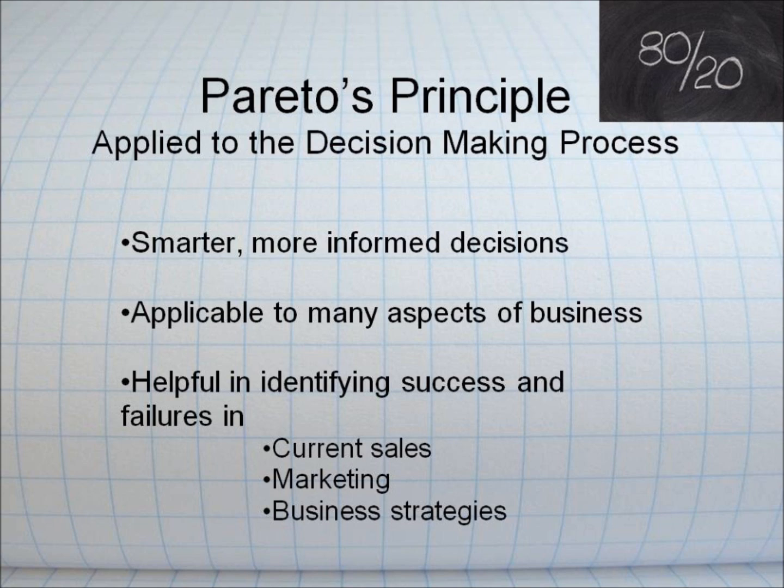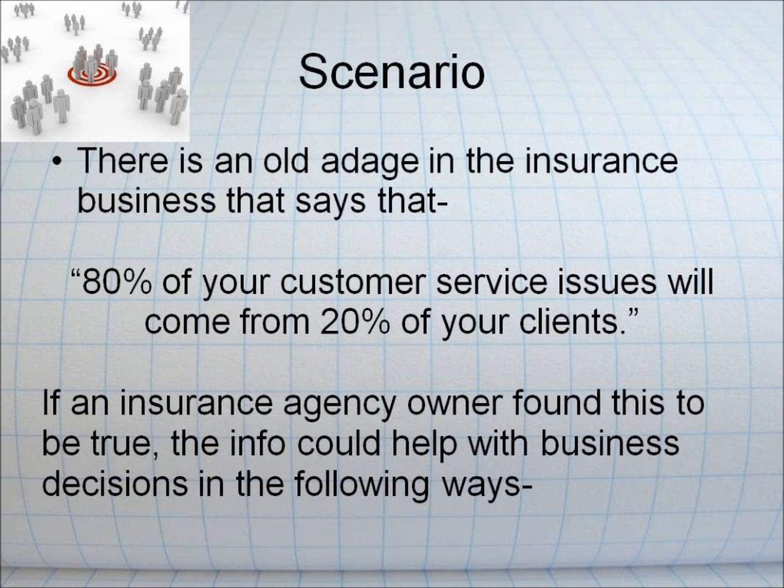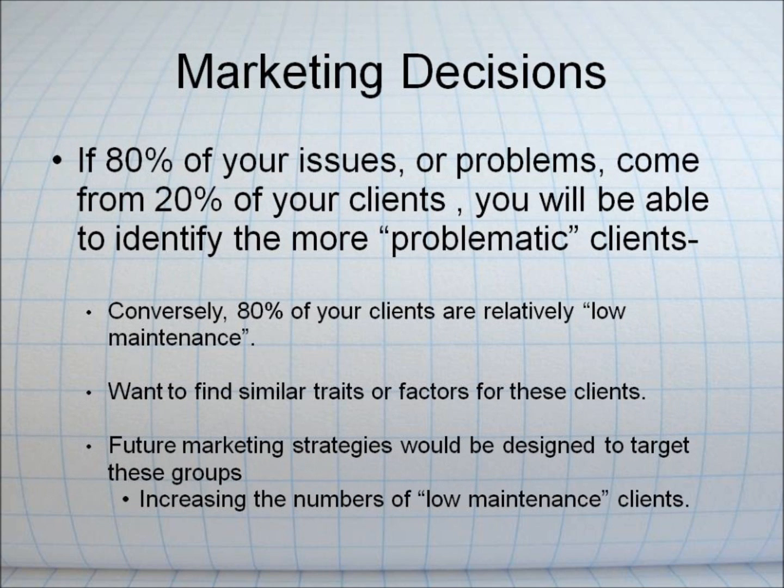It can be applicable to many aspects of business and can be helpful in identifying current successes and failures in the business plan. For our examples in this presentation, we'll be using the old adage from the insurance business that states 80% of your customer service issues will come from 20% of your clients. By identifying the higher and lower maintenance client groups, we're able to identify and target similar traits within these groups. We would then be able to cater our future marketing strategies to address the specific demographic.